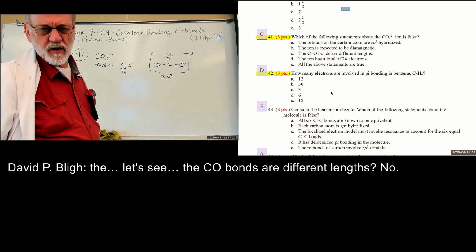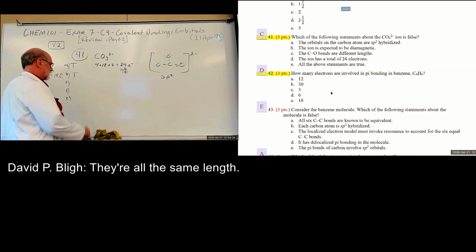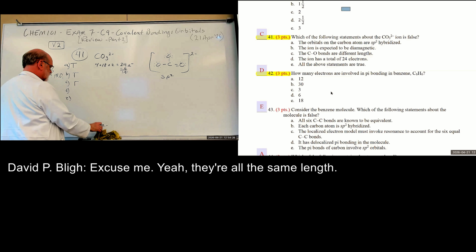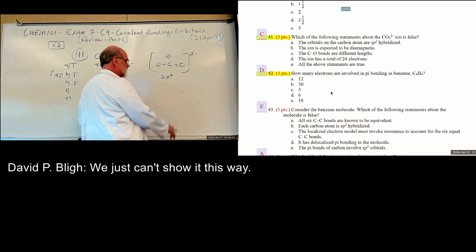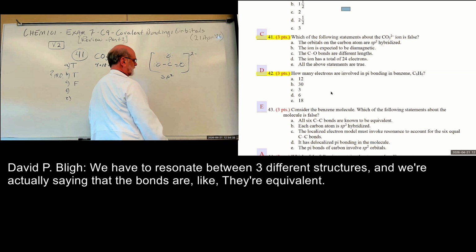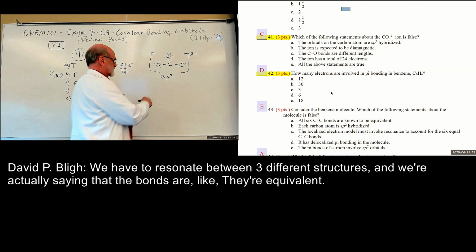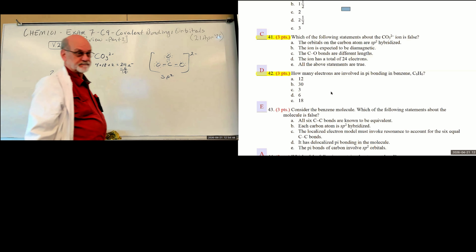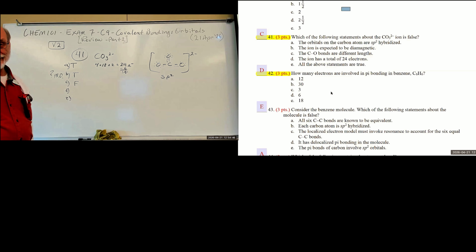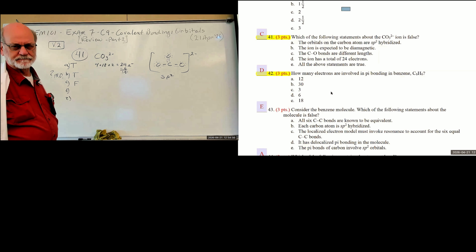Let's see, the CO bonds are different lengths. No, they're all the same length. Excuse me. Yeah, they're all the same length. We just can't show it this way. We have to resonate between 3 different structures, and we're actually saying that the bonds are equivalent. So C is the false one.